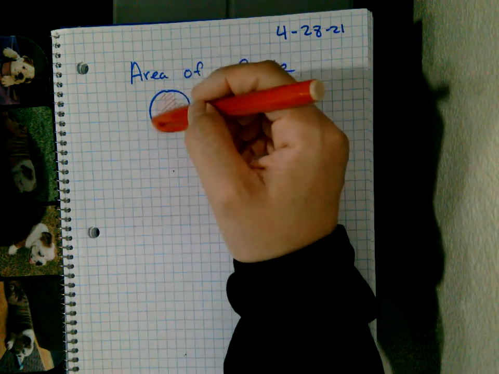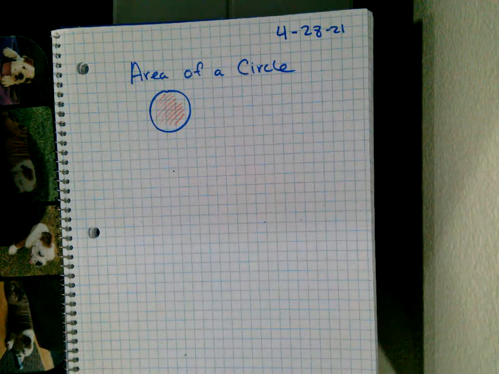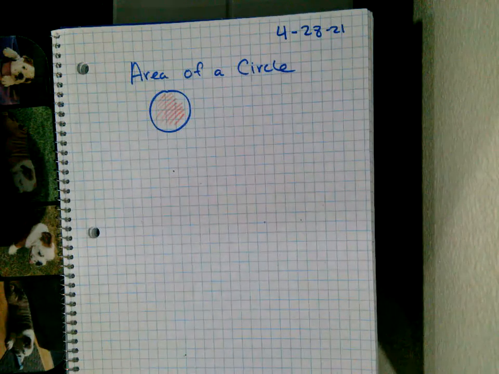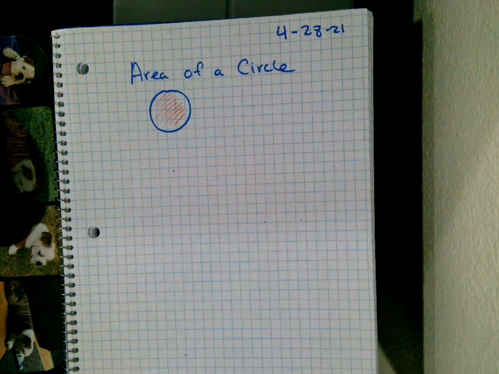Sometimes students think of carpet or grass, or like you're going to paint the wall. So how much area needs to be covered with the paint? How much area needs to be covered with the carpet? Sometimes you'll get word problems like that. So area is just the inside part. Okay, circumference is going around the circle.